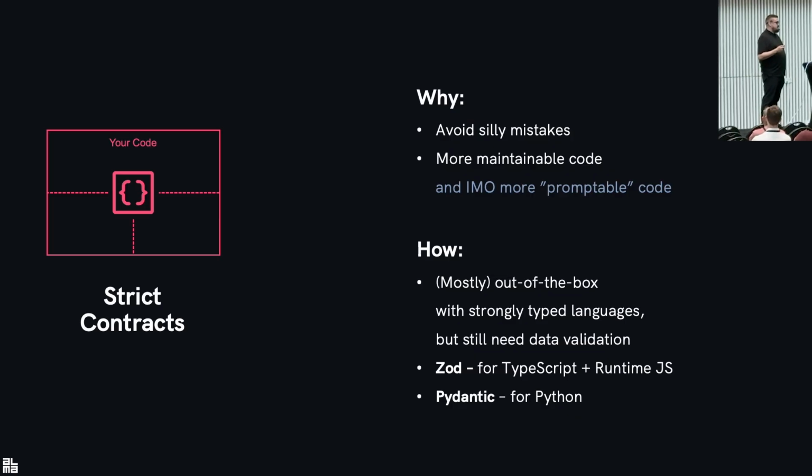And how do you achieve that? Well, of course, for strongly typed languages, that is a mostly out-of-the-box solution. Because of the language itself, you just need to add some data validation there. But for dynamic languages like TypeScript and Python, you need some other tooling. For TypeScript and the runtime JavaScript, I really like to use Zod. It's a fantastic tool. And then for Python, there's Pydantic, which is similar tooling.